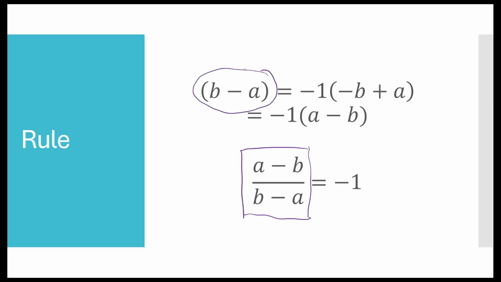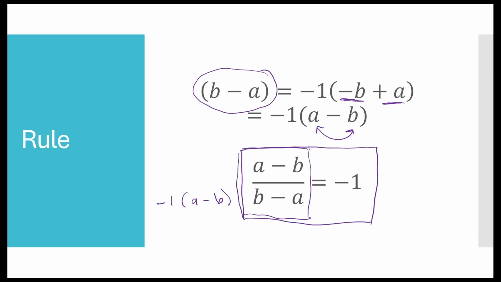I had b minus a, and I divided out a -1, which switched the signs, and then I just reordered them. I just said, -b plus a is the same as positive a minus b. So that b minus a is equivalent to -1 times a minus b, which is how I'm canceling those out. But you can also just remember the shortened version, which is this rule right here. A minus b divided by b minus a is always going to cancel to -1.